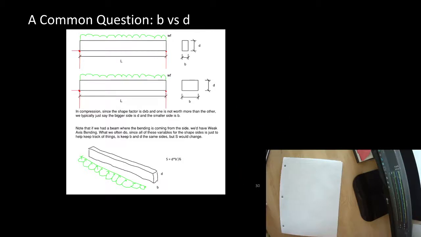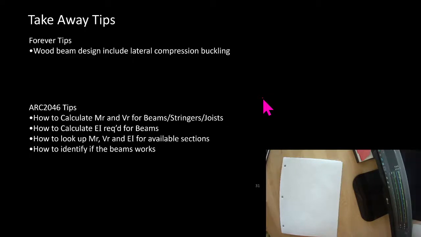This is just a little, I think I've gone over this before for you guys, why we call things D versus B. You guys can take a look at this. If we had something bending on its weak axis, we might switch around what's D and what's B, but that's not what we're going to worry about right now.